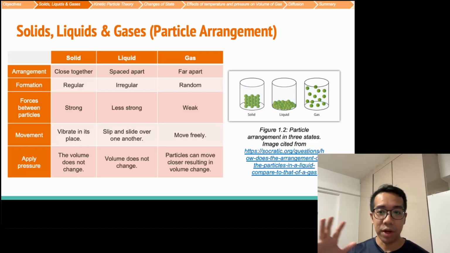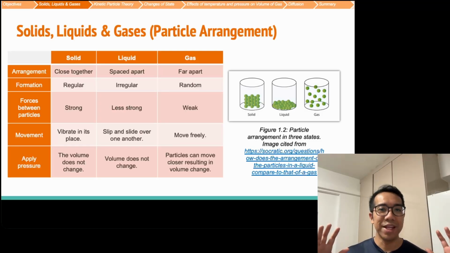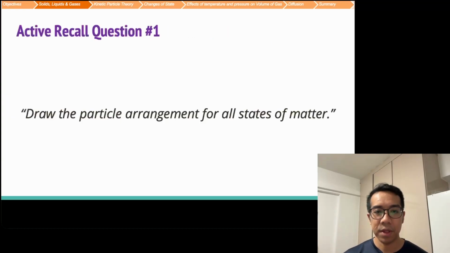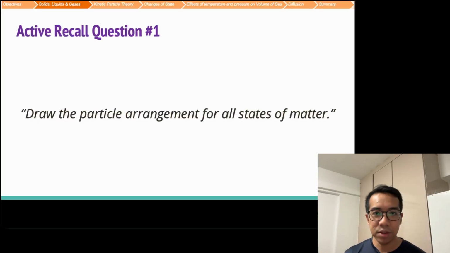So pause right now. I want you to try to absorb as much as you possibly can from this table before we move on to the next slide. Excellent. Now we have come to the active recall question for this segment. The question is to draw the particle arrangement for all states of matter. Once you draw and understand how the particles are arranged in the three states of matter, you can better remember and understand how they behave as well. So this active recall question is actually very important.